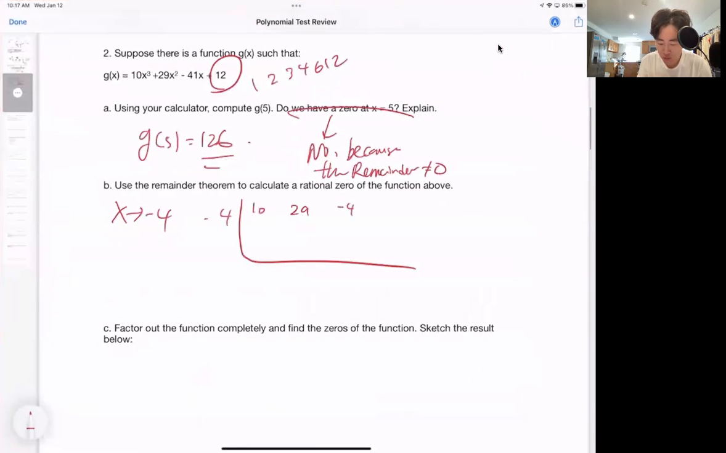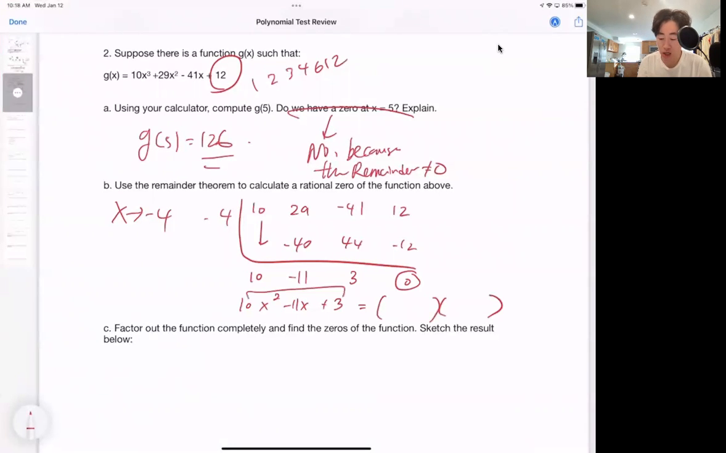10, 29, negative 41, and positive 12. That's what I'm going to use. Bring down the 10, negative 40, negative 11, 44, 3, negative 12, and 0. That becomes 10x squared minus 11x plus 3. And for those of you who noticed that this can be factored using the AC method, this is 30. The two numbers that multiply to 30 and add to give negative 11 are negative 5 and negative 6. So 10x squared minus 5x minus 6x plus 3.